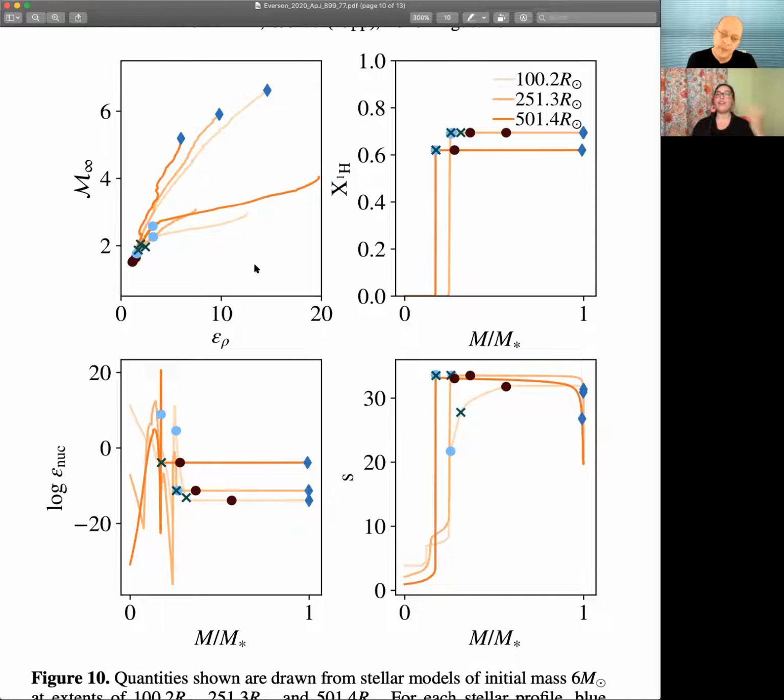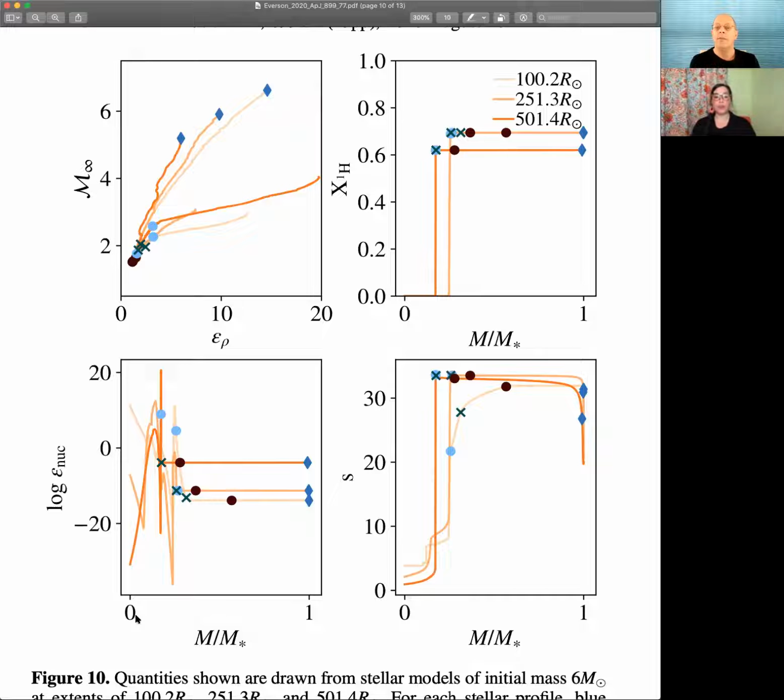But here are a couple ways it's been described in the past. For example, H1 mass fraction, or entropy, or nuclear burning. Where you see, well, I guess I should say, the outer edge of the star is the blue diamonds, so then we're going outside in as you trace the lines. Yep. Outside in.